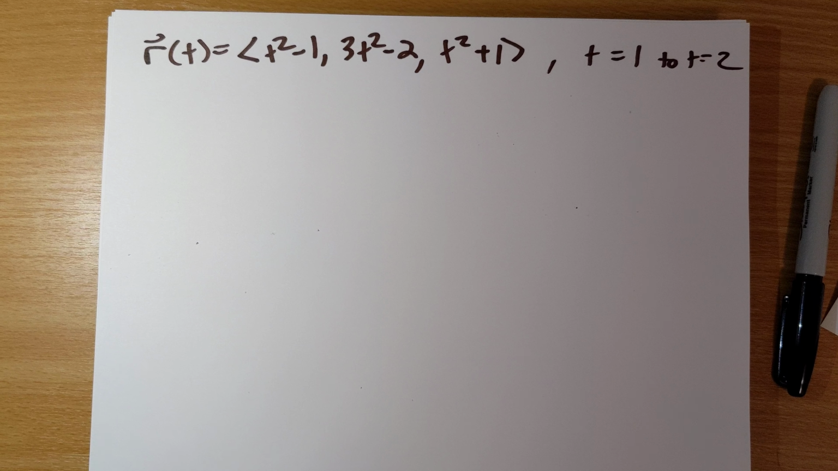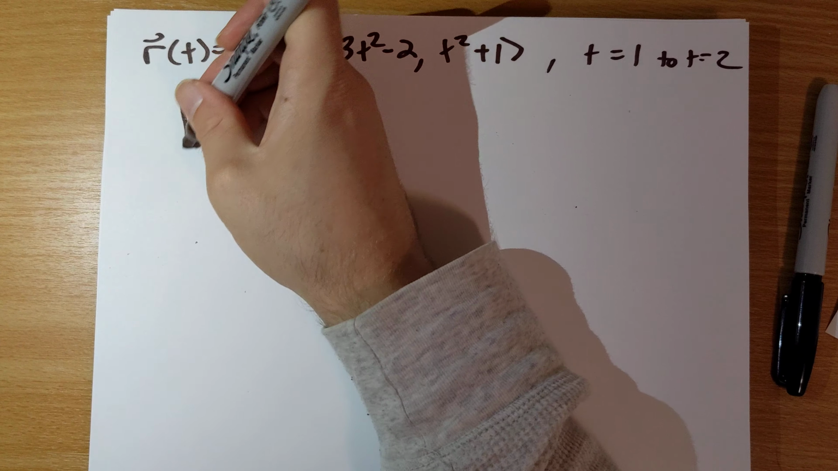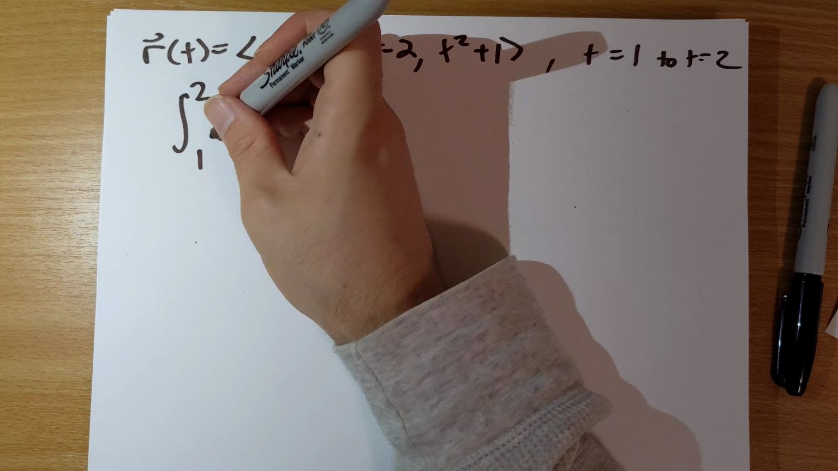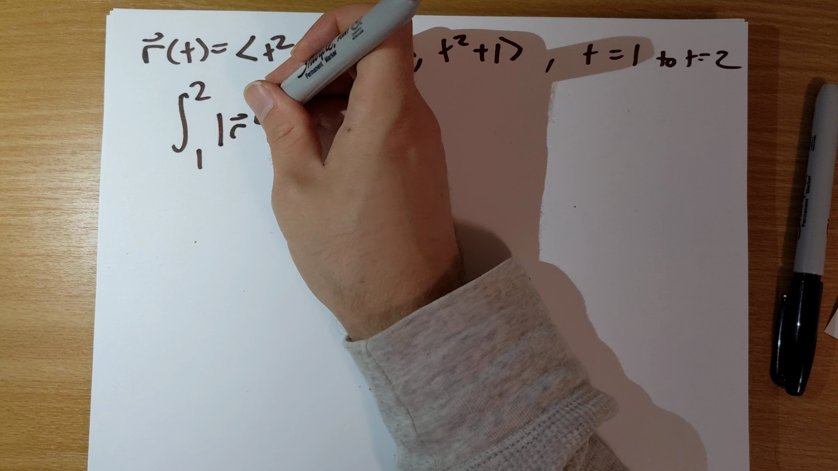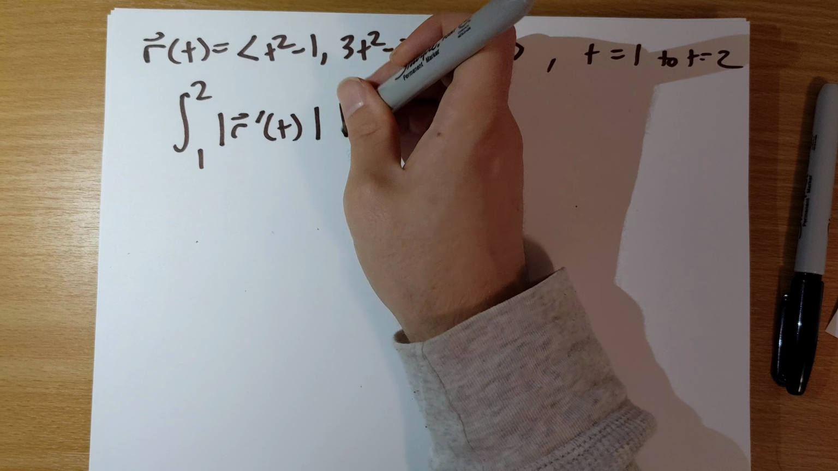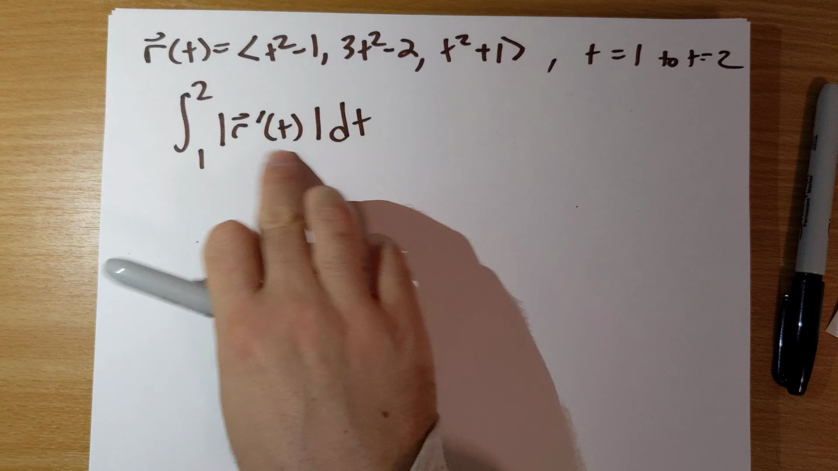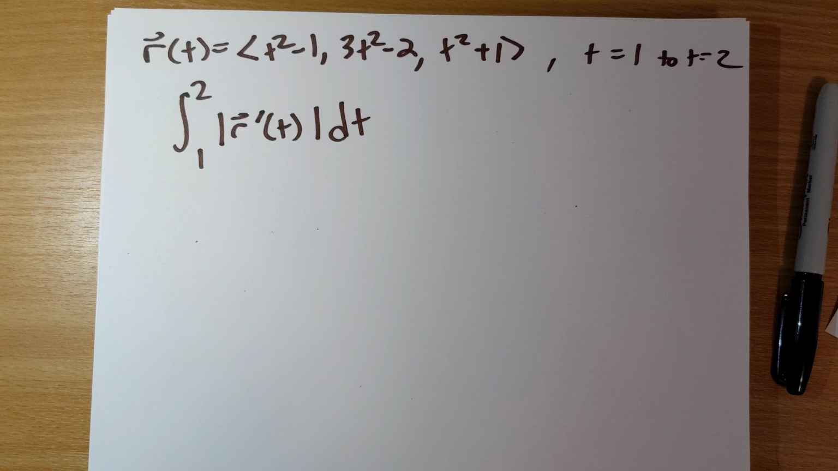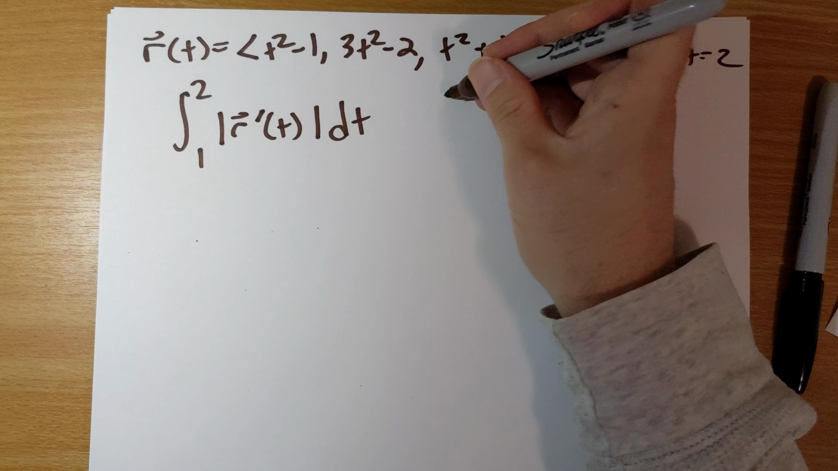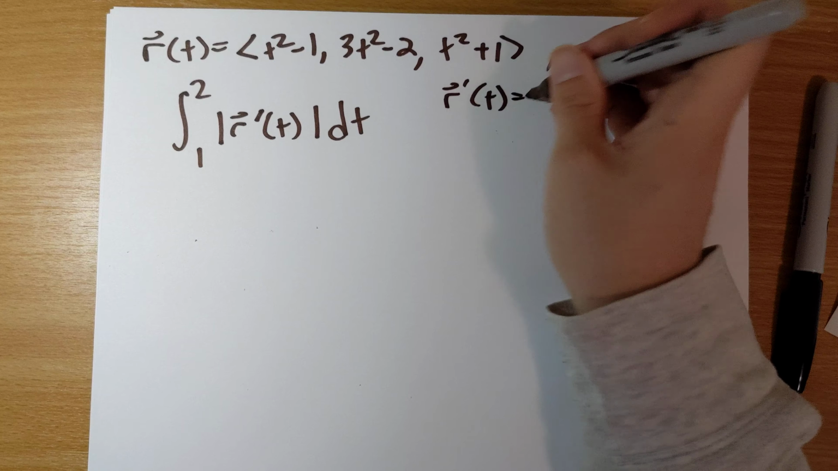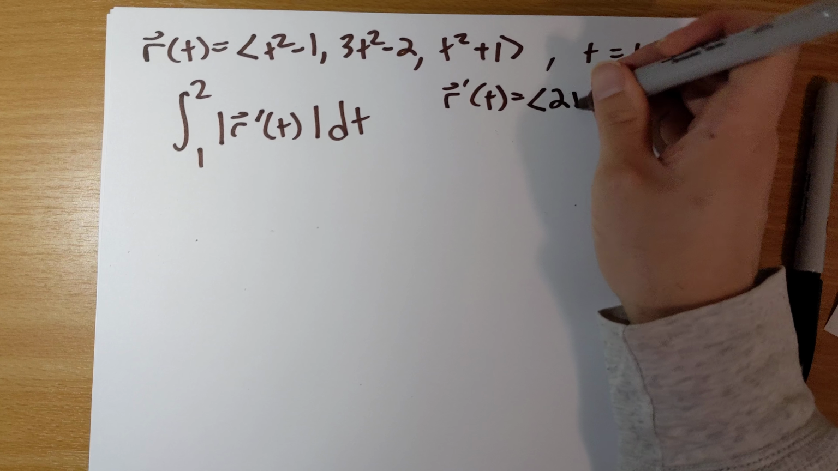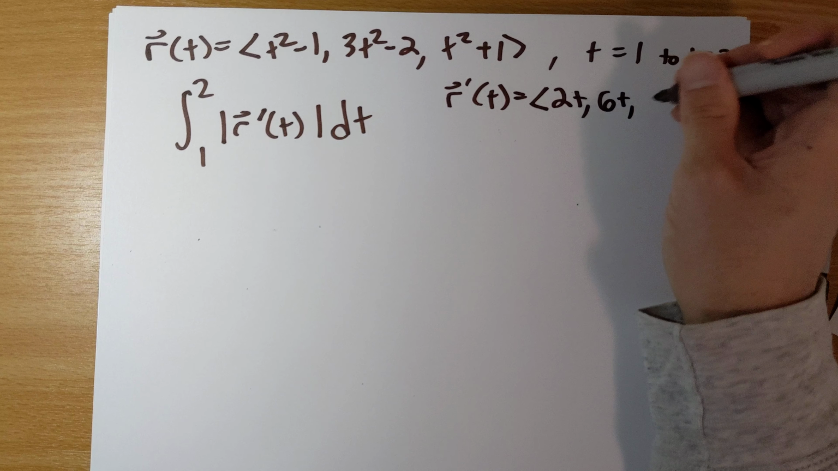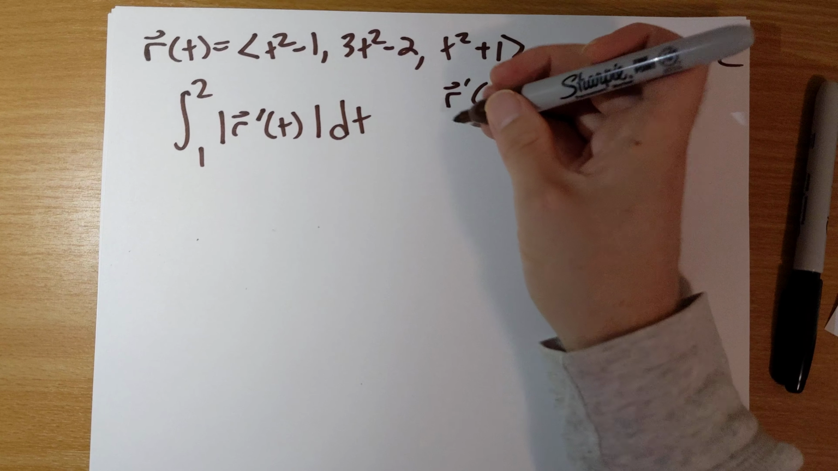How do we find arc length? We integrate from 1 to 2 the magnitude of the derivative of r of t. And if we're thinking of this as motion, we're integrating the speed here. So first we need r prime of t. r prime of t is going to be 2t, 6t, 2t.